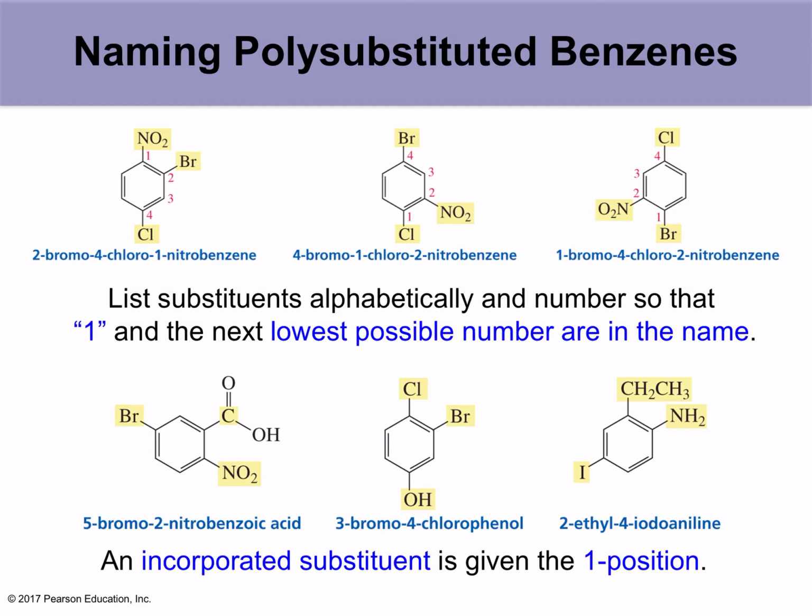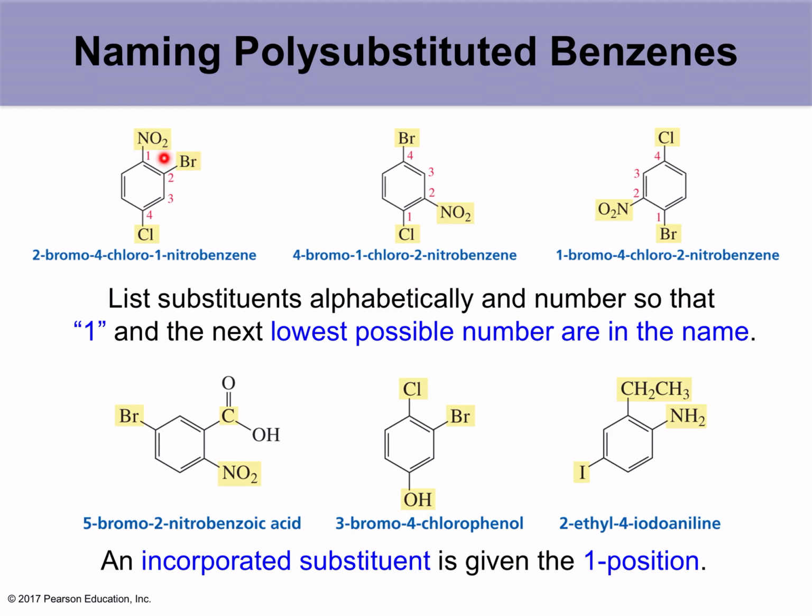Everyone, let's start this section by learning how to name polysubstituted benzenes. Polysubstituted means more than two substituents. So let's see, in the first one we have three substituents. We do not try to give priority to anyone. Instead, we try to give the lowest number to all the substituents.